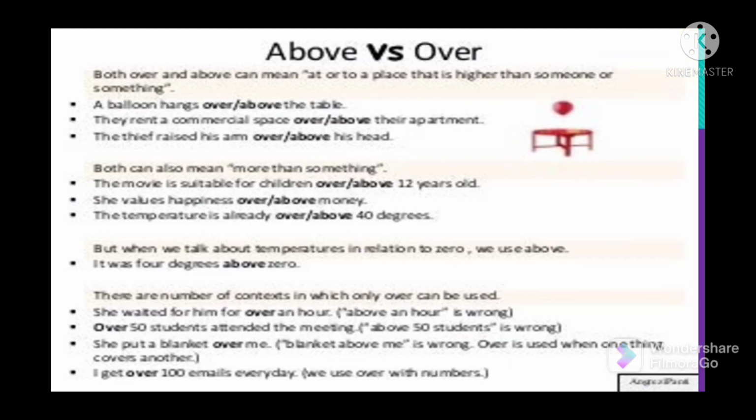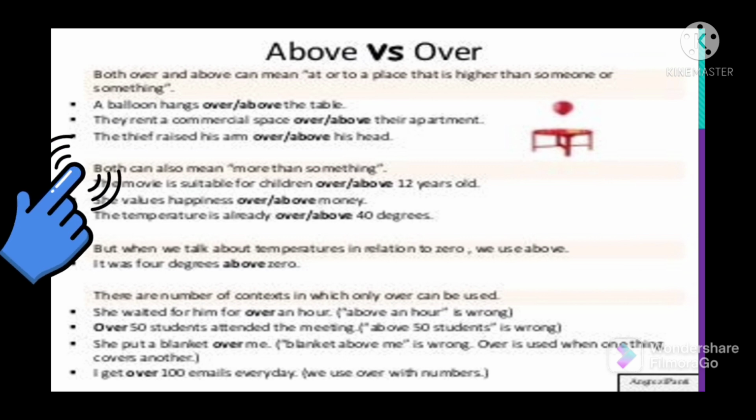Okay. Next, above and over. Both over and above can mean at or to a place that is higher than someone or something. For example, a balloon hangs over the table, or a balloon hangs above the table. They rent a commercial space over their apartment, or they rent a commercial space above their apartment. The thief raised his arm over his head is also correct. The thief raised his arm above his head is also correct.